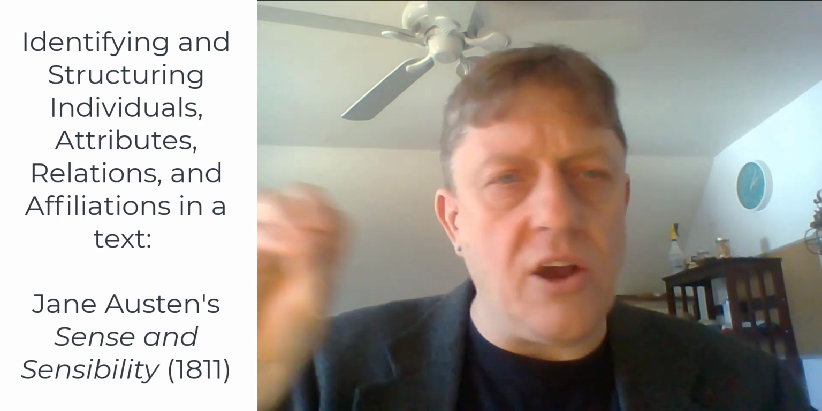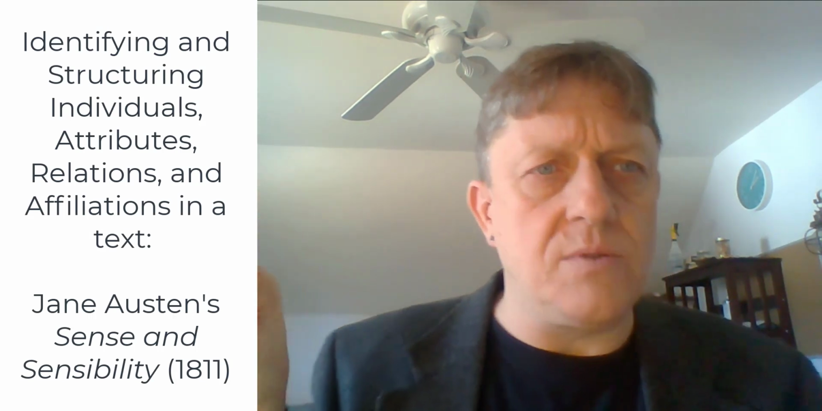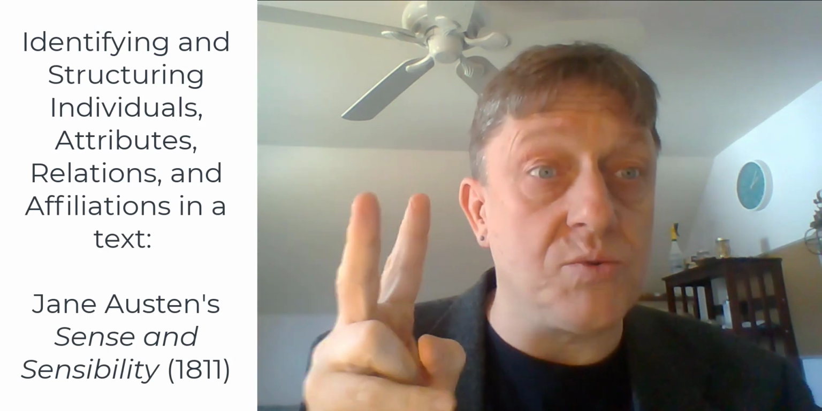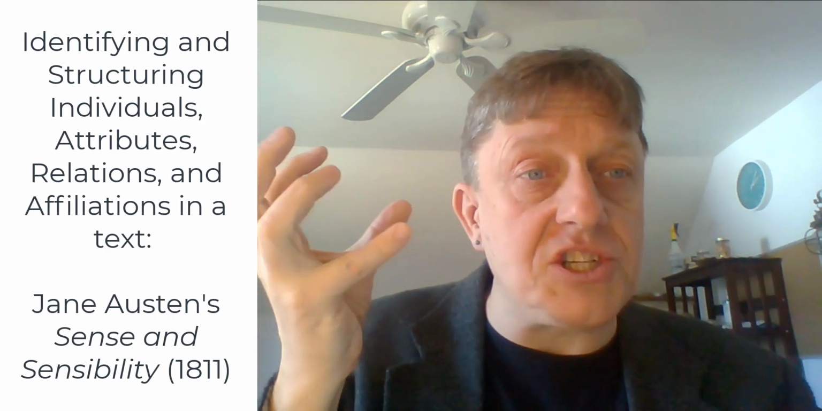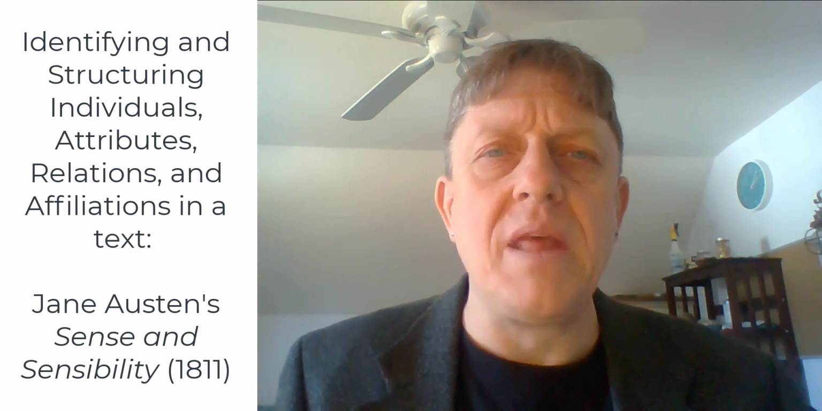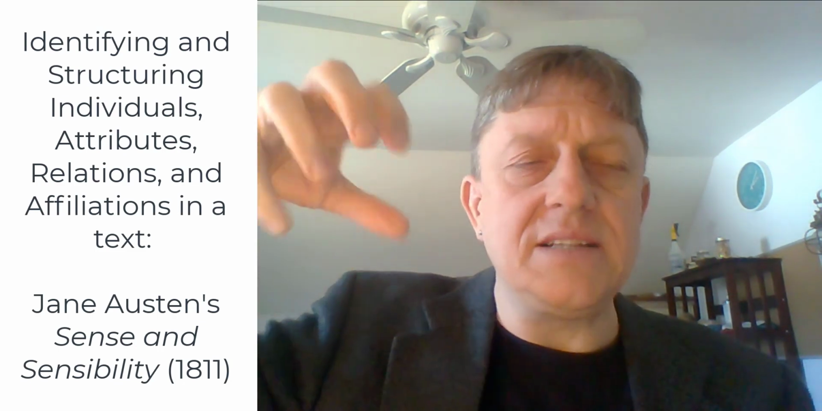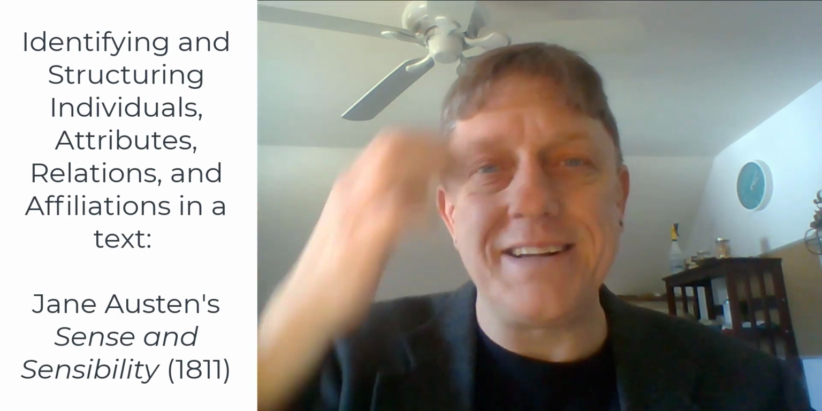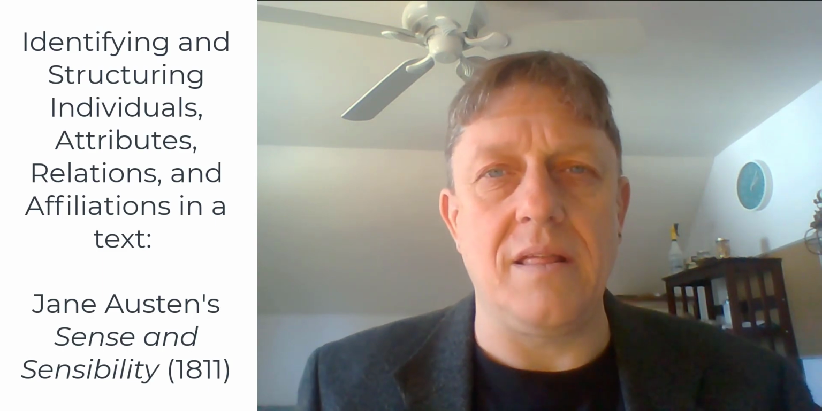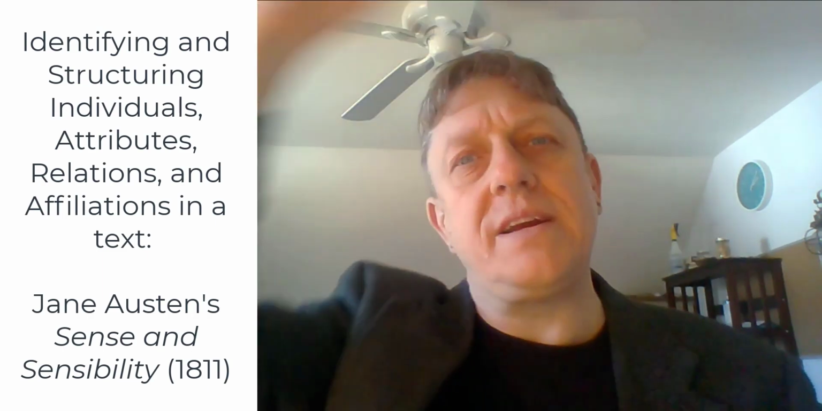Individuals who are named, so they have identity, and they also have attributes that are associated with their individuality. Second, relations between pairs of individuals. And then third, affiliations, that is group membership, organization membership, institution membership, affiliations to entities that contain more than two individuals and are more than simply the set of individuals, but create something larger than the individuals themselves.